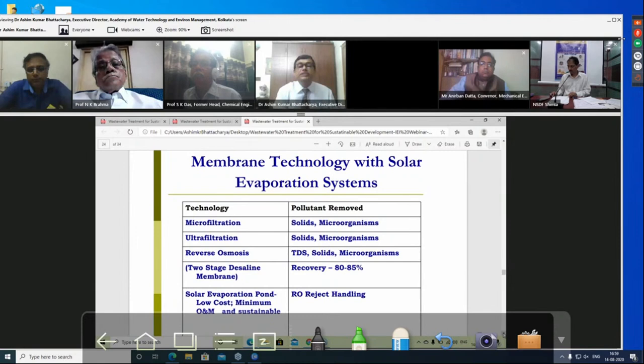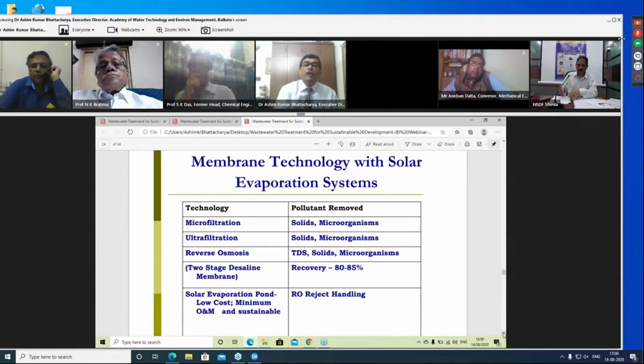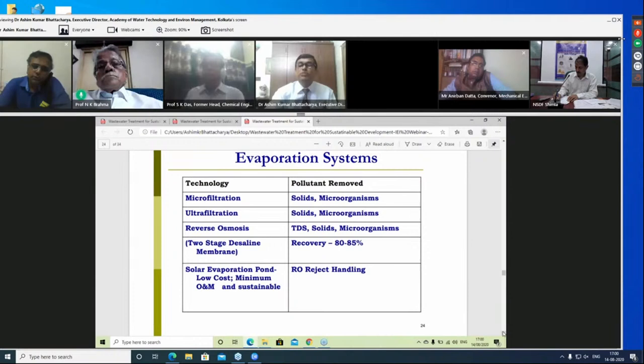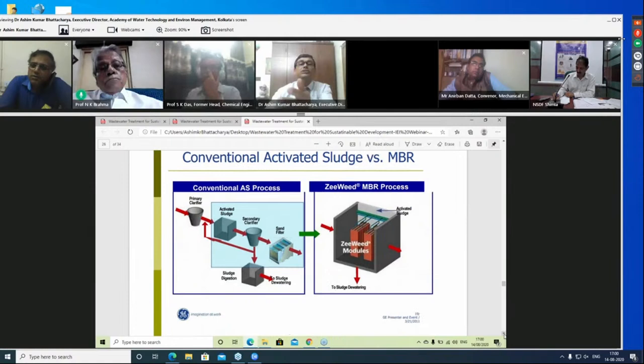We have done a ZLD plant in the RBI, in the Salboni itself, where the treated water goes through two-stage RO. There is plenty of space there, so we go for a solar evaporation pond, the RO reject is handled there, and it is 100% recycle. But where space is a problem, ME plus MBR, but that is not established. The customer is not going for it because of the cost, and the power and energy requirement is very high. So this is the conventional activated sludge process.